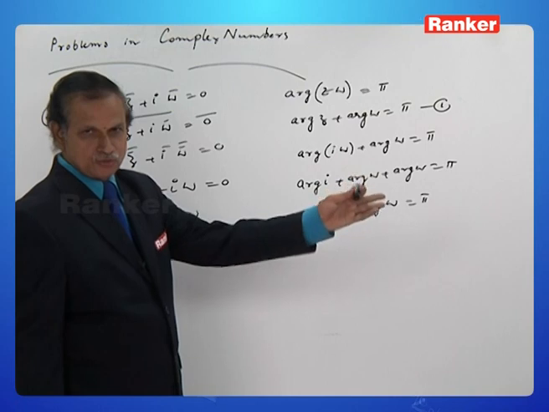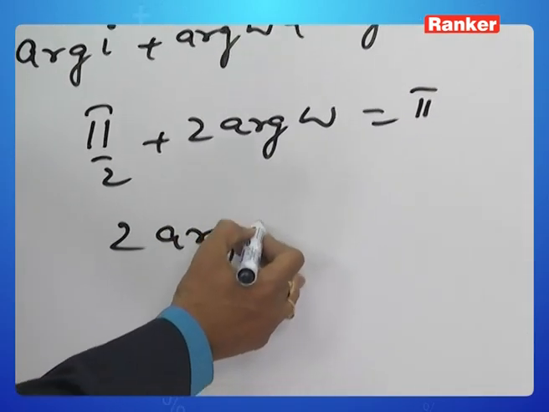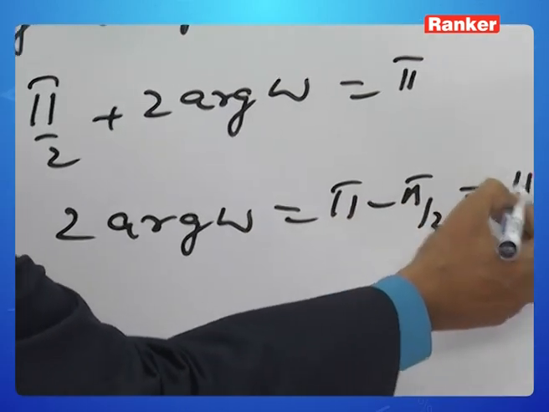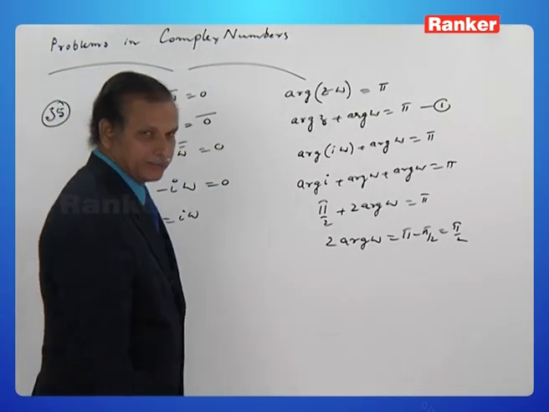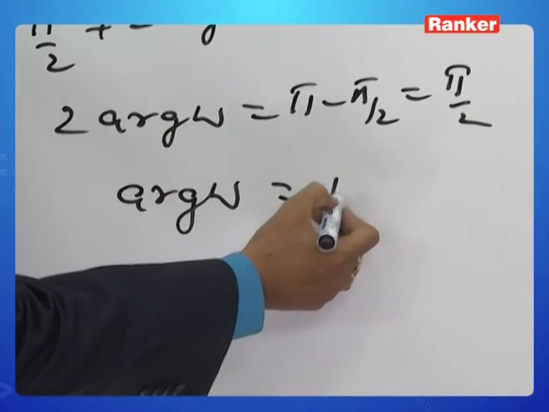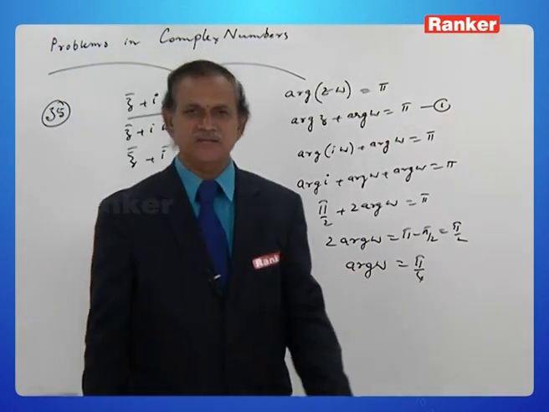Send this pi by 2 to that side. What happens? 2 into argument of w is equal to pi minus pi by 2, of course pi by 2. 2 into argument of w is pi by 2. Well, what is argument of w? Argument of w is equal to pi by 4. Successful. We are able to have argument of w.